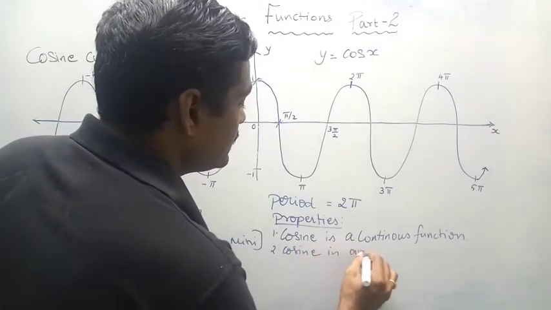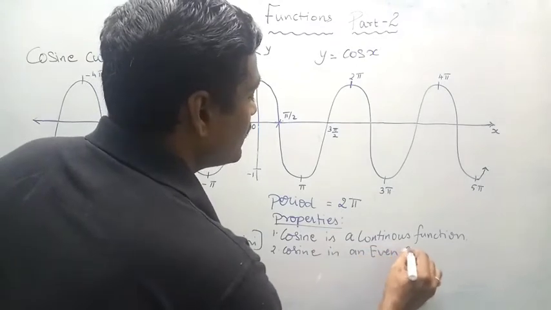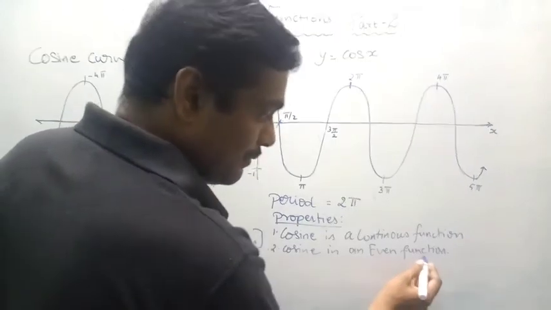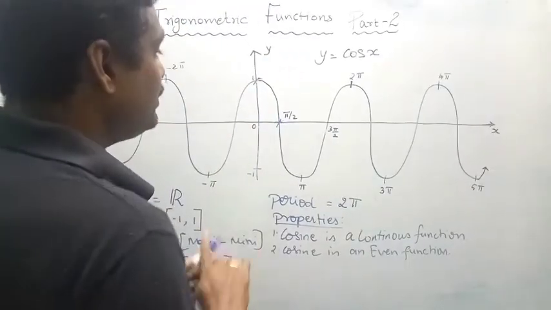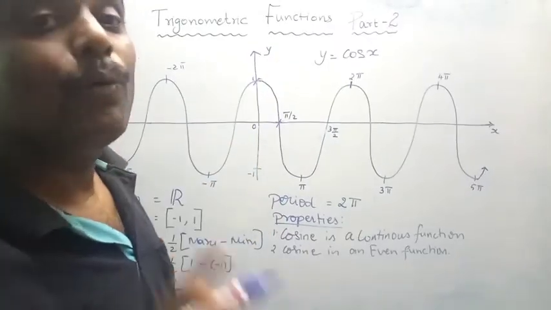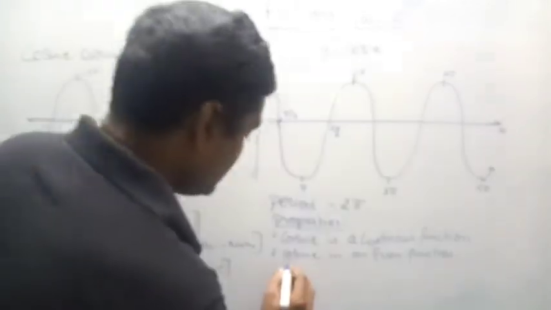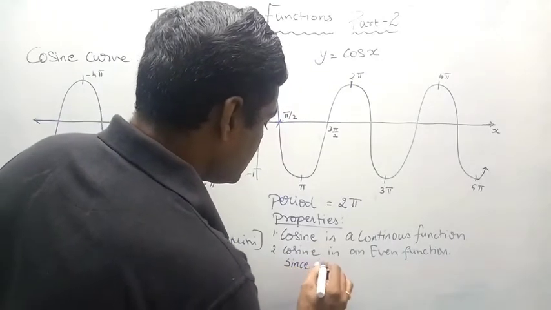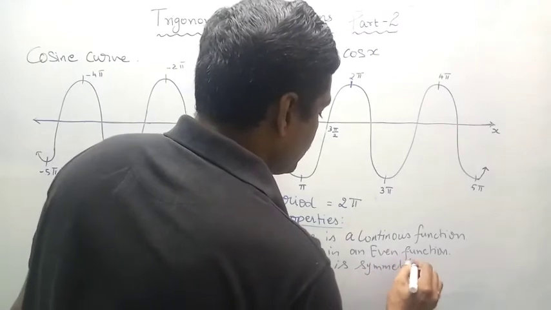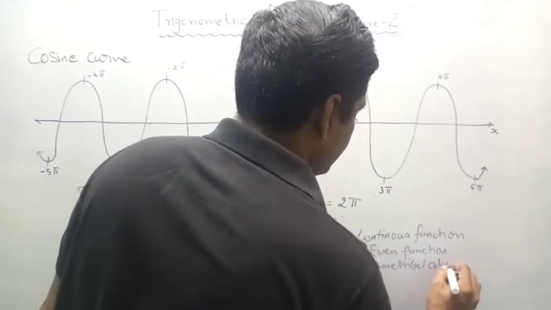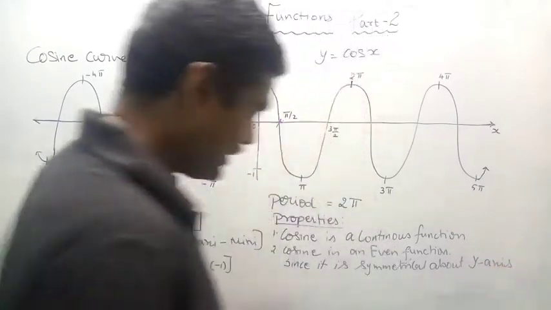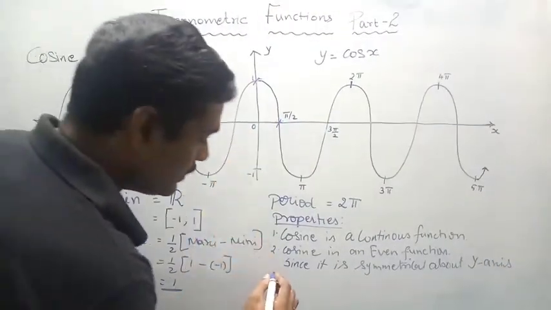Cosine is an even function. Since cosine is an even function, when you fold vertically, it will coincide. It is symmetrical about the y-axis.